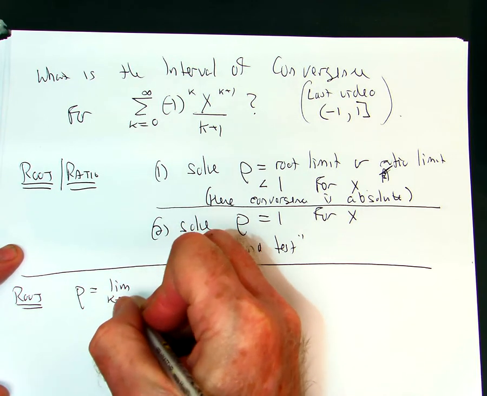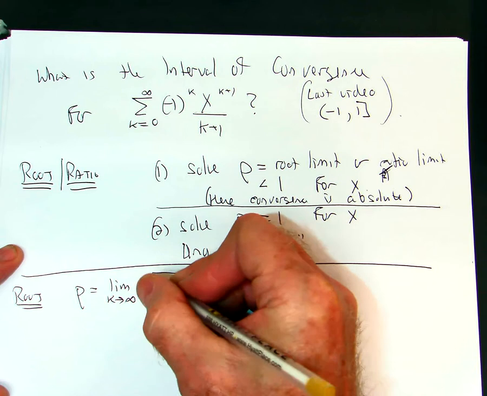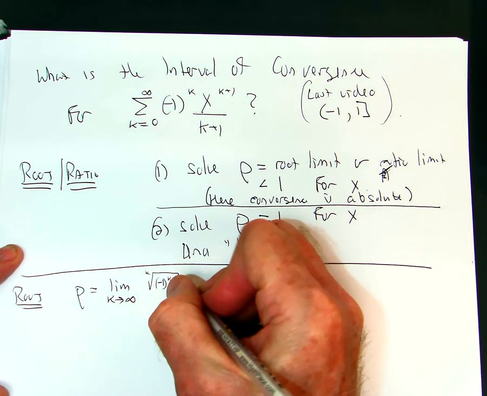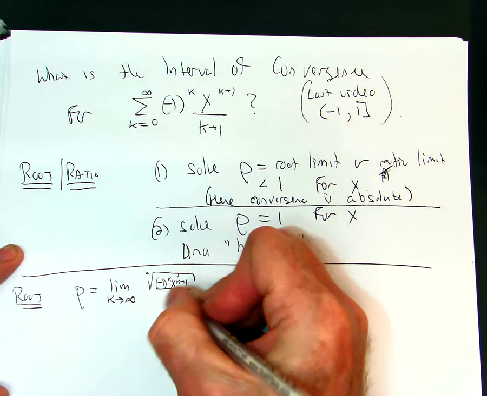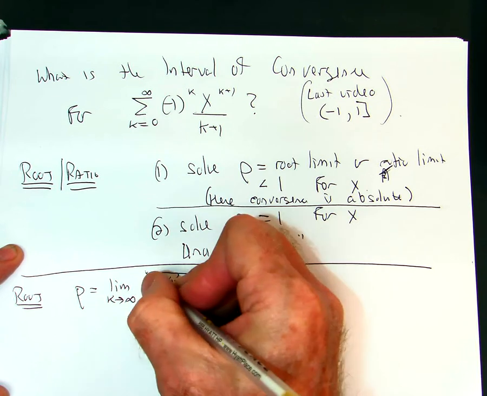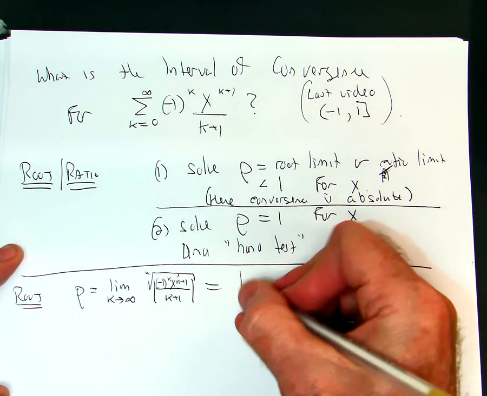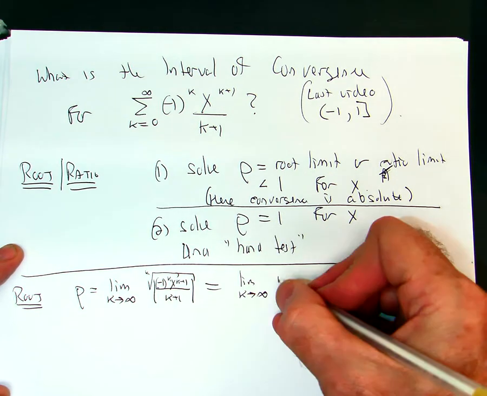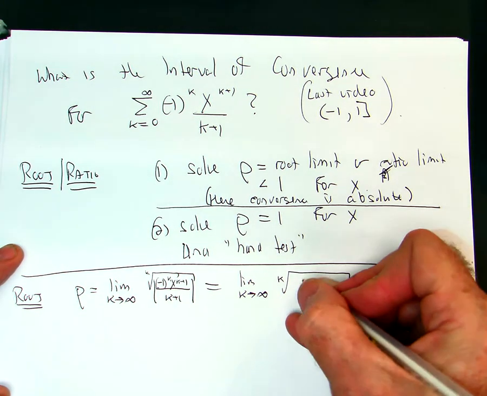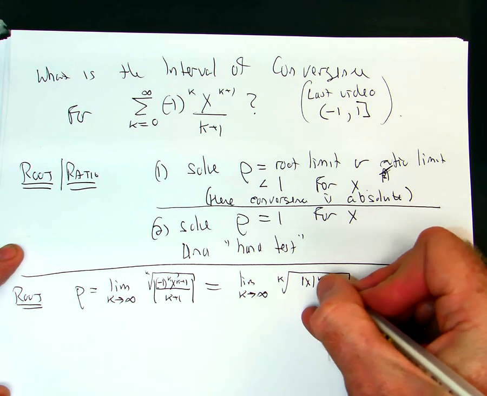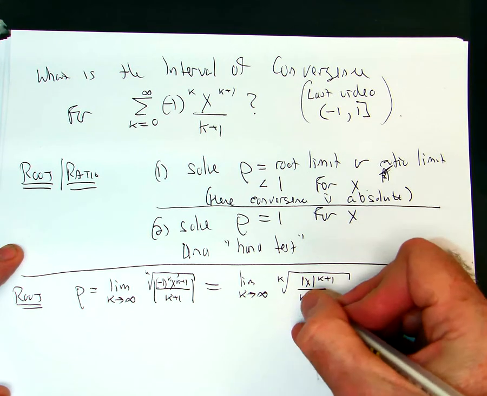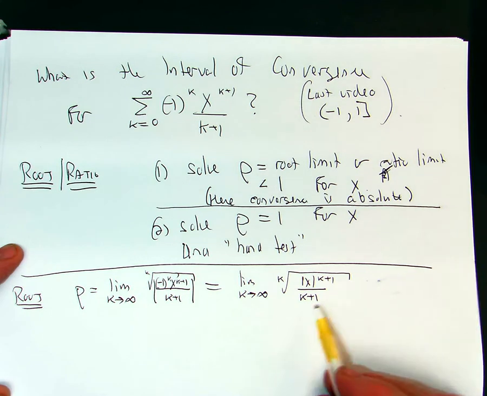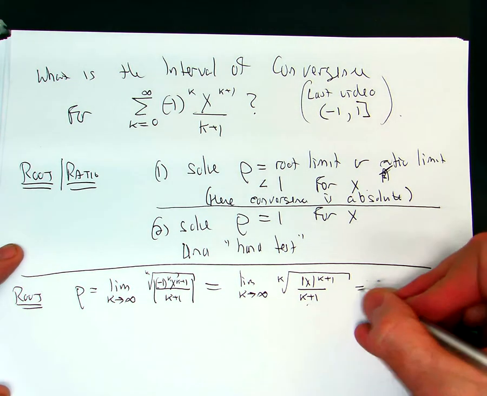K goes to infinity, kth root of the absolute value of -1 to the x to the k plus 1 over k plus 1. That's all absoluted. So that's going to be the limit as k goes to infinity. Absolute value of 1 is 1, of -1 is 1, so we don't need that. Absolute value of x, we do need that because x could be negative, but we know that that's always positive, and I like to write the limit this way.